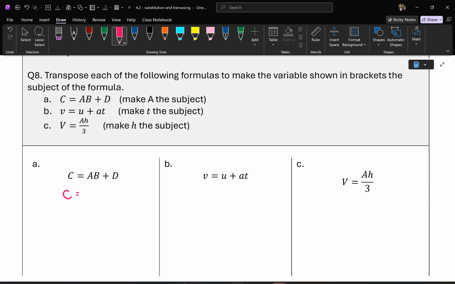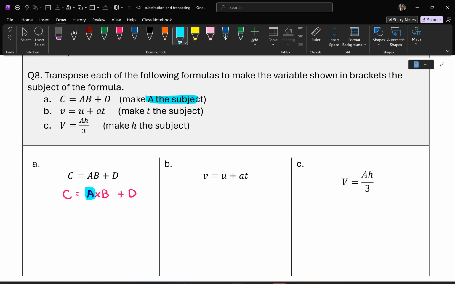So C is equal to A times B plus D. That's the equation. What am I trying to make the subject? A is the subject. I want to make A the subject. So the letter A here, I'm going to highlight it. You want that by itself. You want that to be the subject.